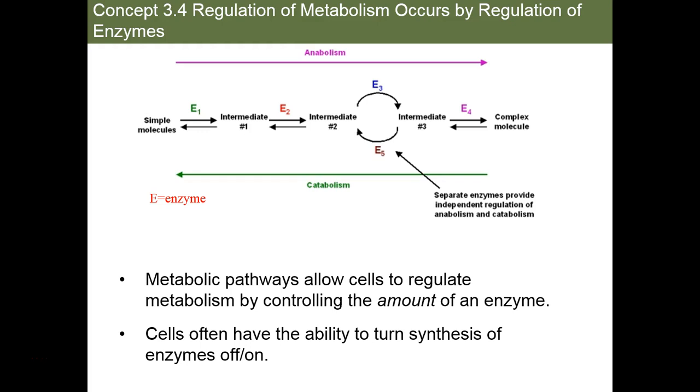The diagram above is an example of a metabolic pathway. Starting on the left side, you have a simple molecule. Then you have enzyme 1, which produces intermediate 1, which goes on to the second reaction with enzyme 2, and so on, until you have a complex molecule at the end of this particular reaction.